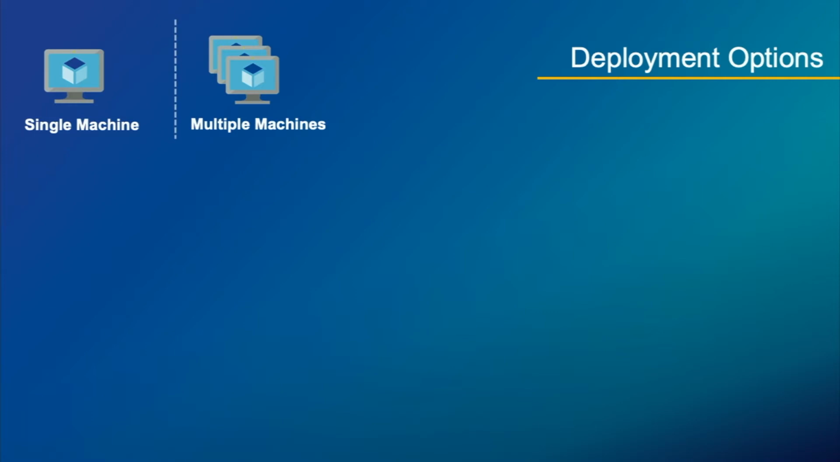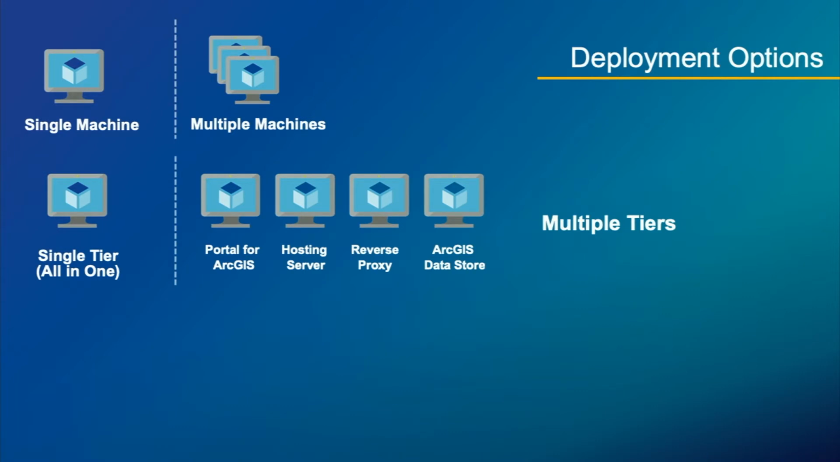In terms of deployment, Cloud Builder is flexible. It allows you to deploy either a single machine deployment, or you could choose to deploy multiple machines as well. I just went through some of the different components that comprise ArcGIS Enterprise, like the portal component, the hosting server, the reverse proxy, or the ArcGIS data store. You can choose to put all of those in a single machine or a single tier, or you can split those up into different tiers as well. And for each tier, you can have one or two or many machines depending on your needs.